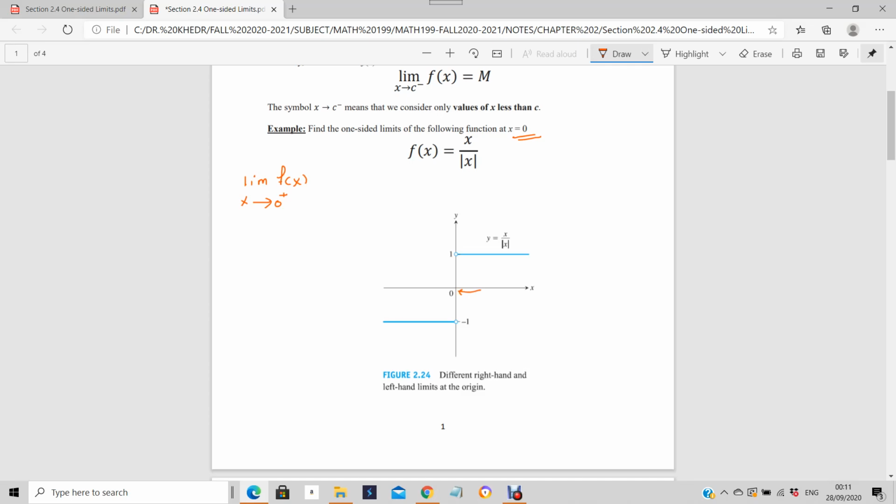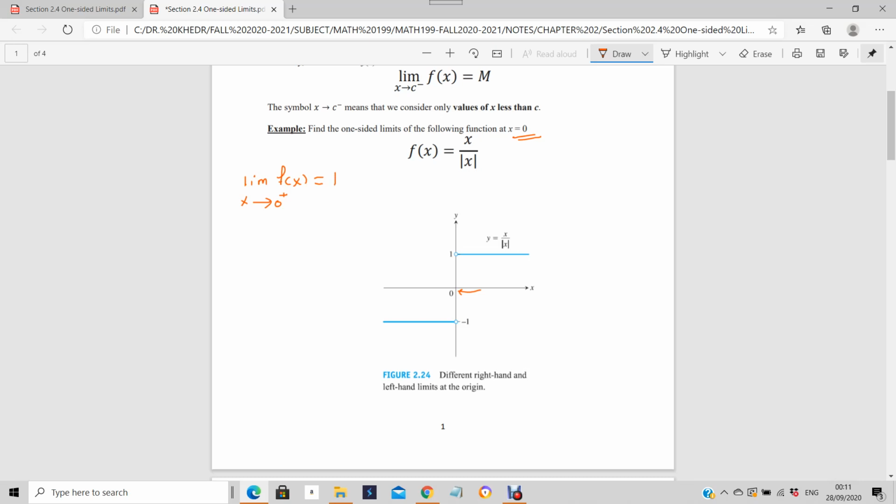Okay? So what will be the value of the function? What is the value of y as x is getting closer to 0 from the right side? The value of the function is going to 1. So we say the limit is equivalent to 1. So this is the right-hand limit.